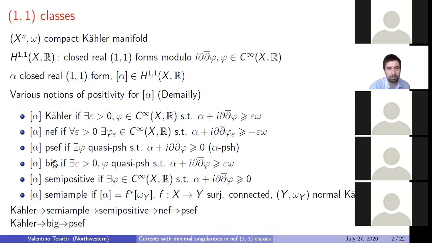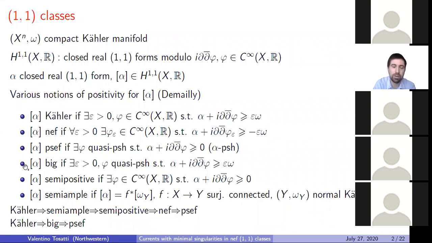α is called big if you can strengthen this semi-positivity to strict positivity. Essentially the same definition as Kähler, but φ instead of being smooth is just quasi-PSH. So there's a quasi-PSH function such that α plus dd^cφ is bigger than or equal to εω. And again, one can put these together into cones, and it turns out that the pseudo-effective cone, again, is the closure of the big cone. And these four are quite standard in the subject.